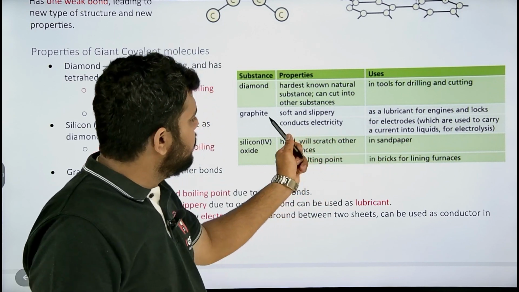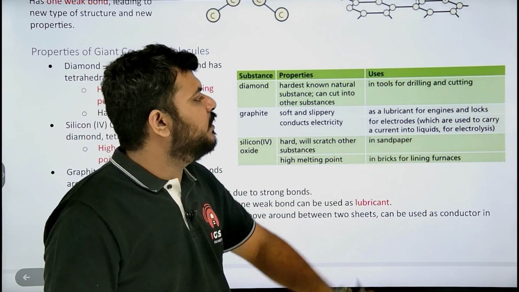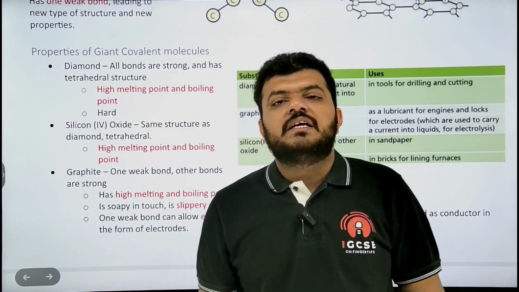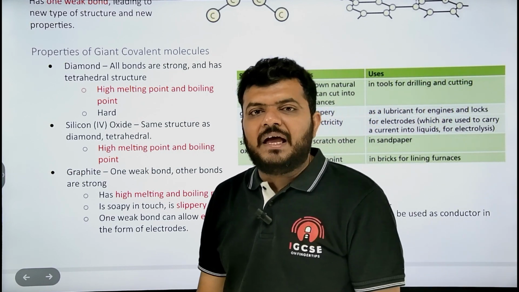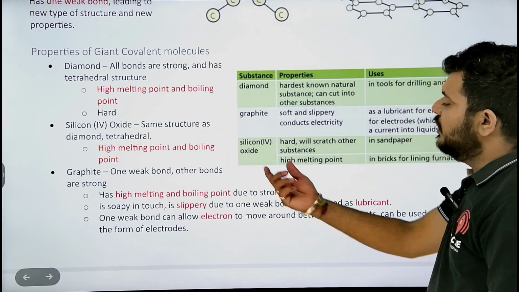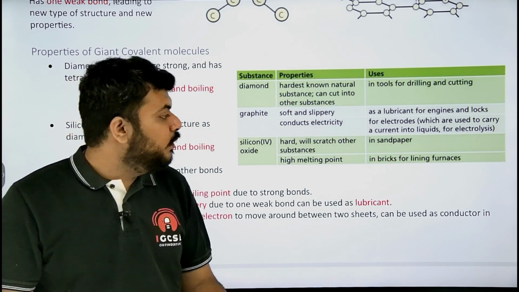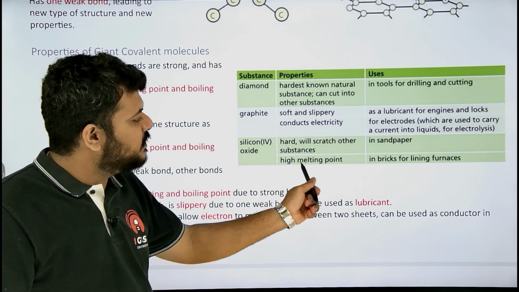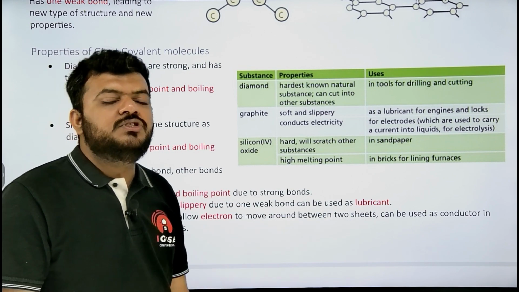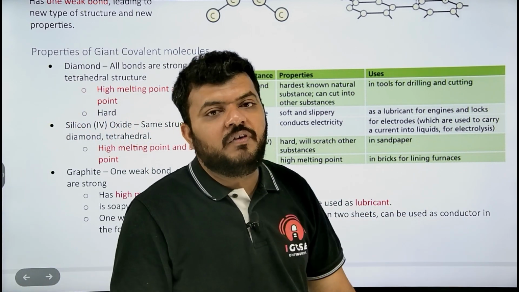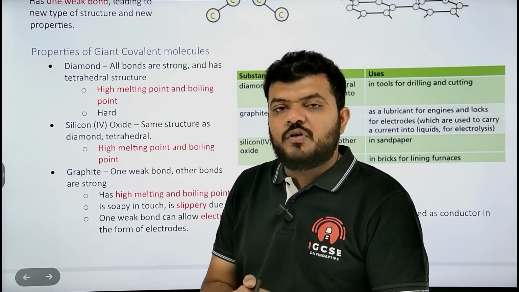As a lubricant, because it is soft and slippery, you can use it for engines and locks. Because it conducts electricity, you can use it in electrodes. We will see in electrochemistry that we do use graphite electrodes to carry electricity. Then silicon oxide, I told you that it shares structure with diamond, so it will have high melting and boiling points. It is hard, will scratch other substances, so can be used in sandpaper, and has a high melting point, so can be used in bricks for lining furnaces. We'll look at the blast furnace, where we extract iron from its compound.